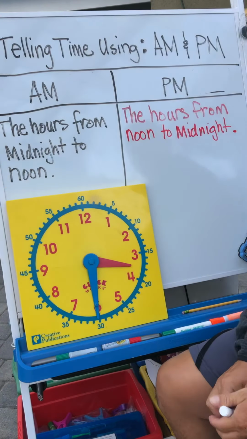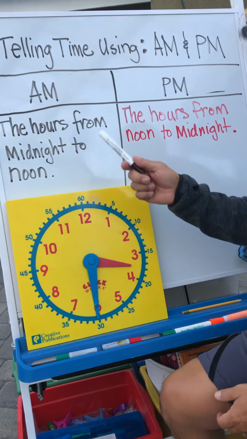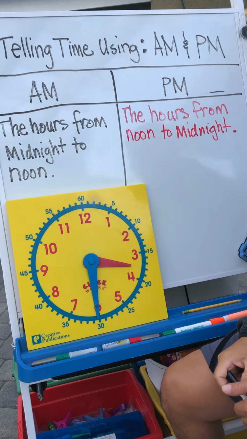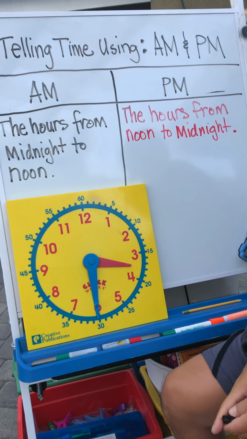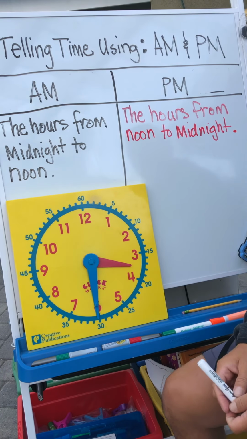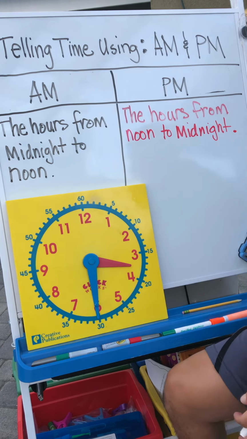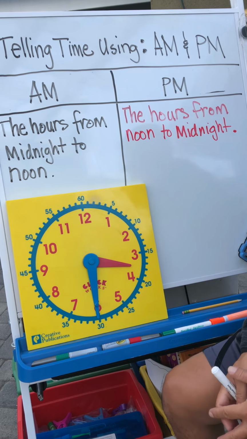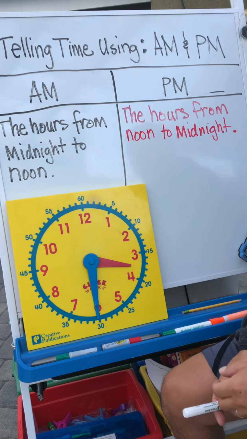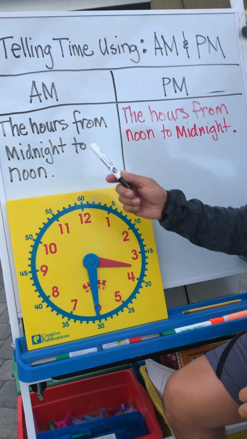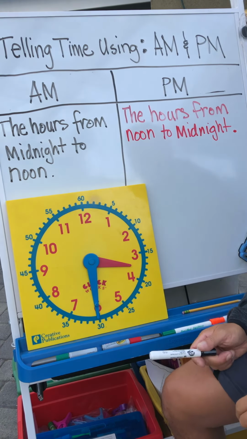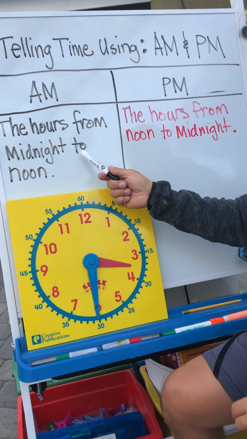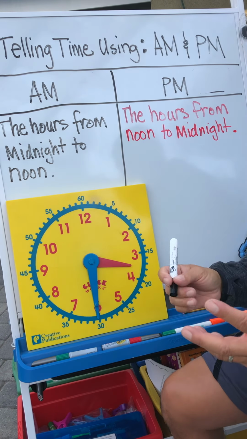Today's math lesson, we're still working on telling time, but today we're going to talk about telling time using AM and PM. I don't want to explain what AM and PM mean because that comes from a different language, but when we hear a time and we say AM, that usually means in the morning, okay? But the best way to think about AM is those are the hours of the day from midnight to noon, and noon is the afternoon.